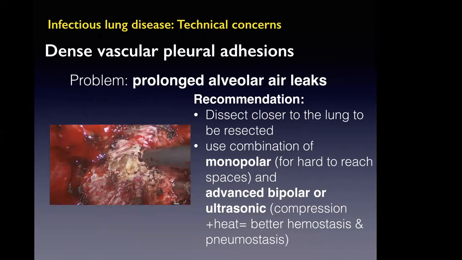And another is development of alveolar air leaks. For the adhesions, the approach is to dissect closer to the lung that you are about to resect, and we usually combine monopolar for hard to reach areas, which is difficult if you use an advanced bipolar or ultrasonic for dense adhesions along the chest wall, the lateral chest wall. It's virtually impossible, even if you do a multiport VATS, to reach those areas. So we usually release that using monopolar electrocautery. And we combine it with advanced bipolar or ultrasonic, which is a combination of compression and heat, which provides better hemostasis compared to a monopolar.